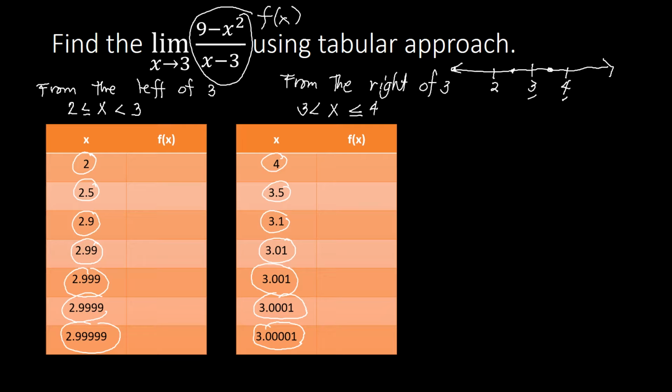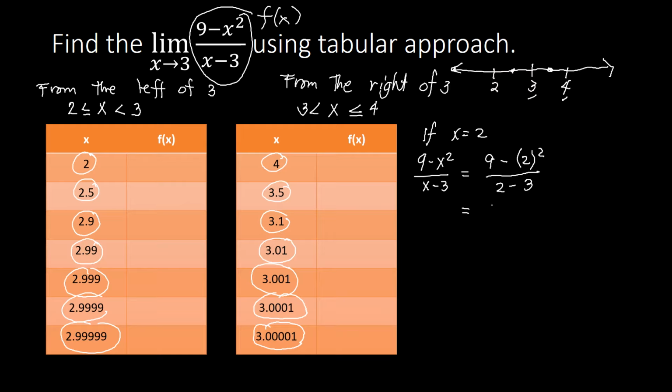Then we are going to solve for the values of f of x given the values of x. We start with x equal to 2. We have the function 9 minus x squared over x minus 3, which will be equal to 9 minus our x, which we replace with the value 2 and then square, over another x here, so 2 minus 3.